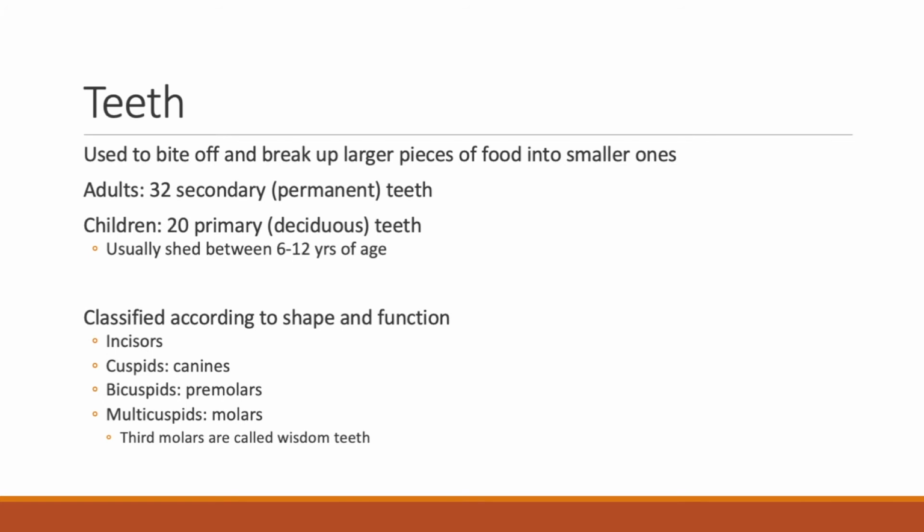Your teeth, still in the mouth, are used to bite off and break up larger pieces of food into smaller ones. For adults, we have 32 secondary or permanent teeth. Children have 20 primary deciduous teeth, which they usually shed between the ages of 6 to 12 years. They're classified by their shape or their function. We have the incisors, the cuspids or canines, bicuspids or premolars, and multicuspids, which are molars. The third molars are called wisdom teeth.